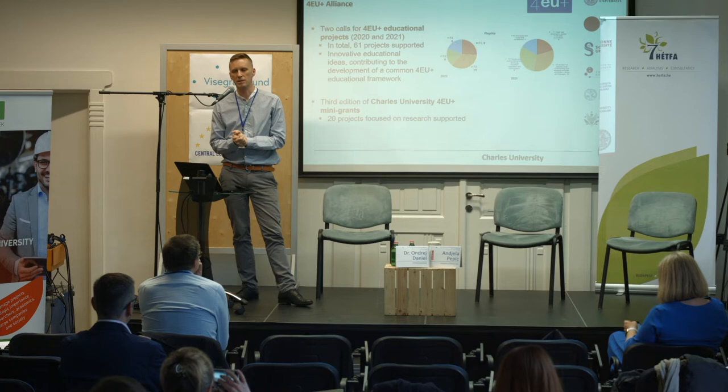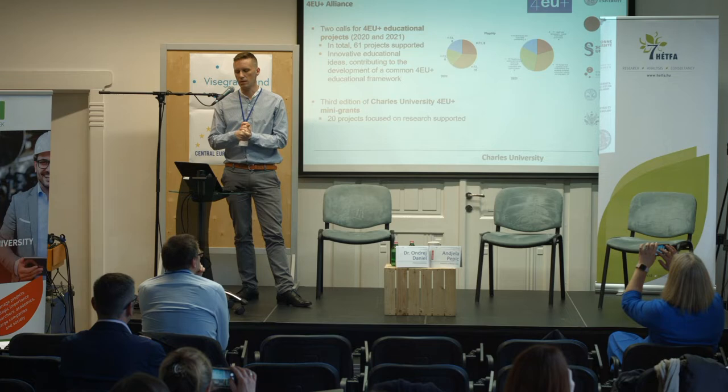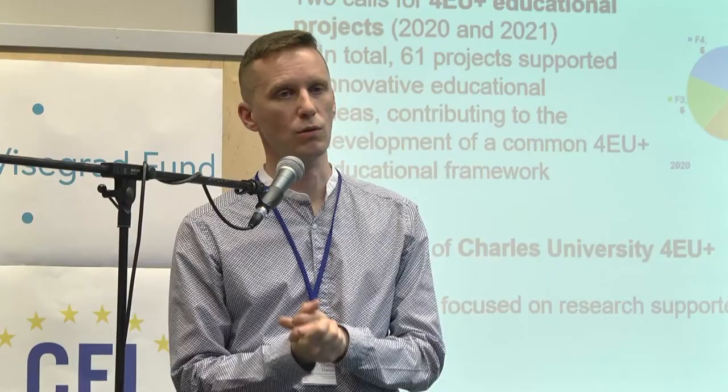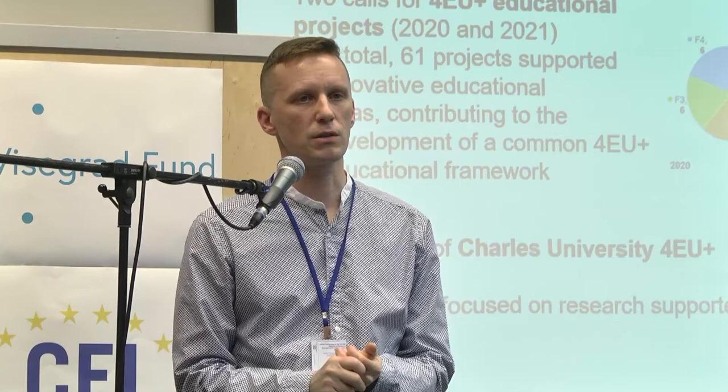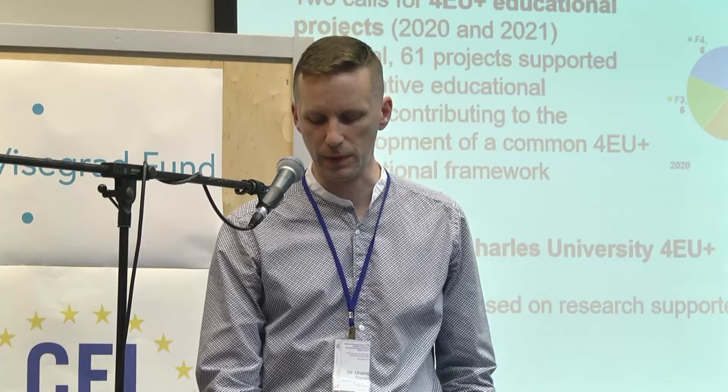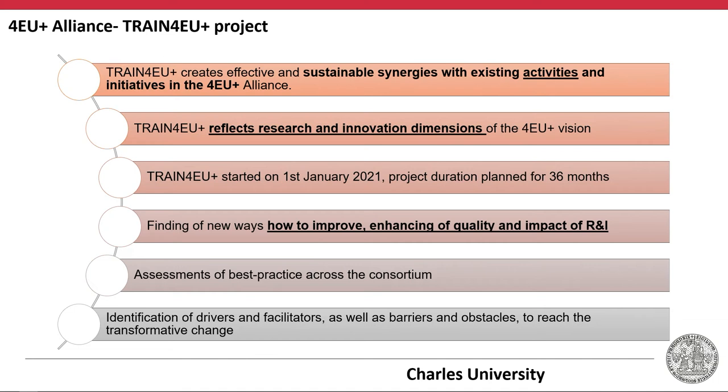So currently, this is the third year already, but the second year of the so-called mini grants system. There are some 20 projects already successful in this flagship thing. And as I said already, we are also applying for the projects ourselves. So within this alliance, we have been successful in a project proposal, so-called Train for EU, trying to even more align different research support activities within these 6 universities.